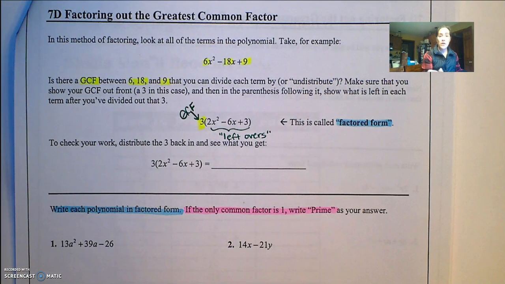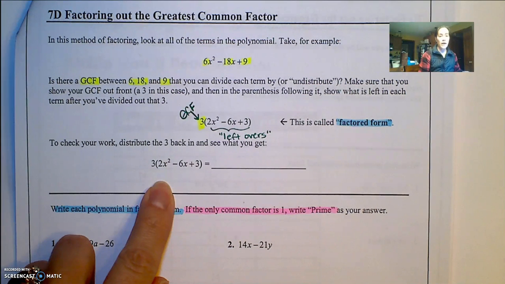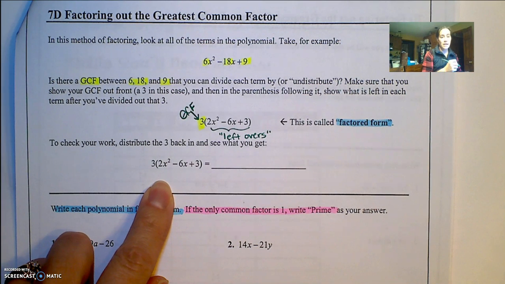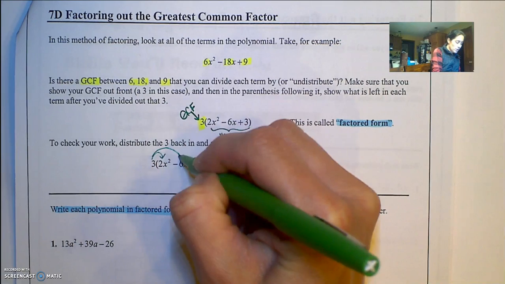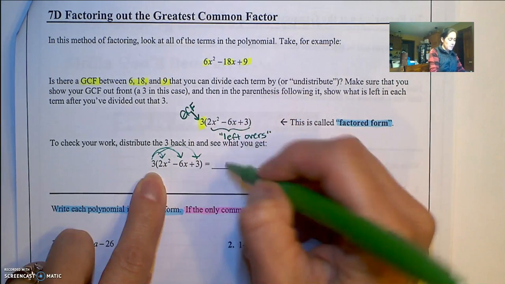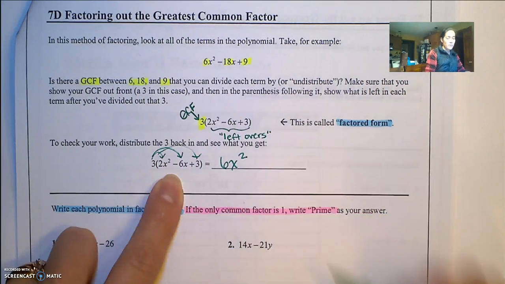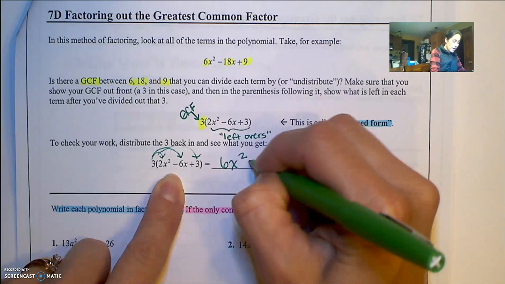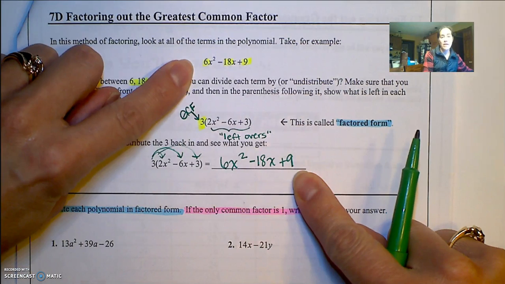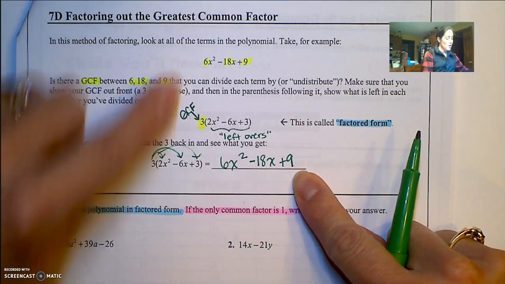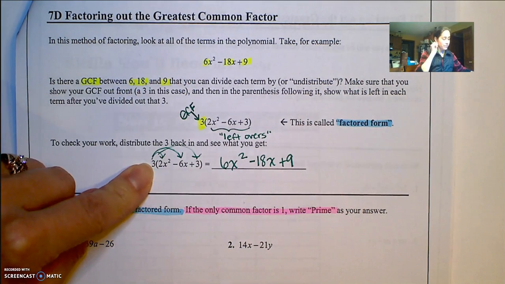Now, there is one way that you can actually check your work to know if you factored it correctly. Once you factor it, you can distribute it back in, and if you get the original problem, you did it correctly. So if we distribute the 3 back in, 3 times 2x squared is 6x squared, 3 times 6x we get minus 18x, and then a plus 9. So because that matched the original expression, I know that I have factored it correctly.